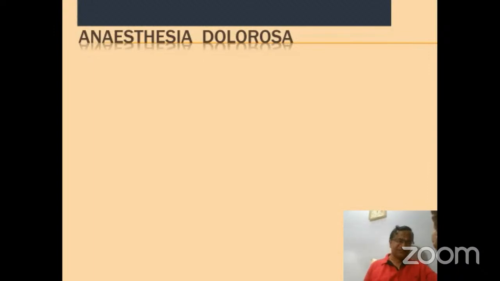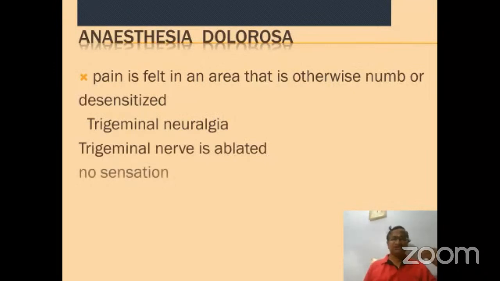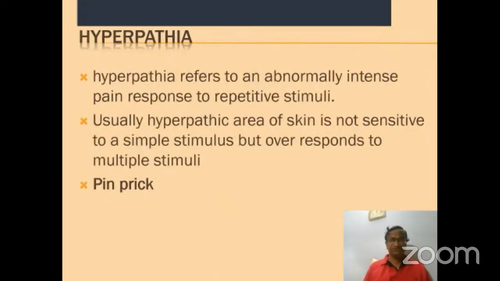Anesthesia: all sensory modalities are gone. Dolorosa: pain. All sensory nerve function is gone, still we have pain in that area. That is what is called anesthesia dolorosa. You just ablate the trigeminal nerve, there is no sensation. If you touch, we cannot feel, but the neuralgic shooting pain comes. This is called anesthesia dolorosa.